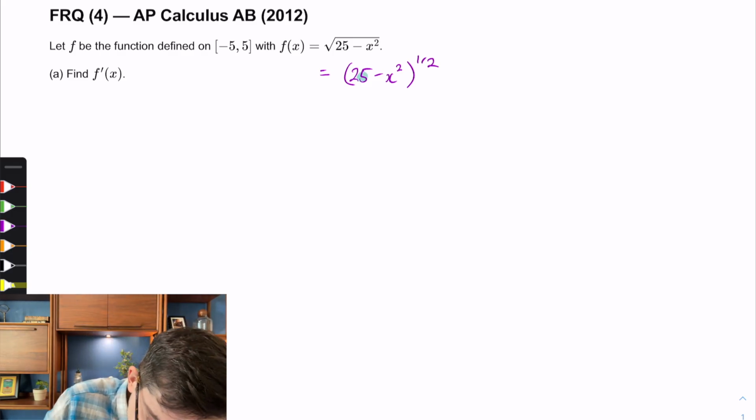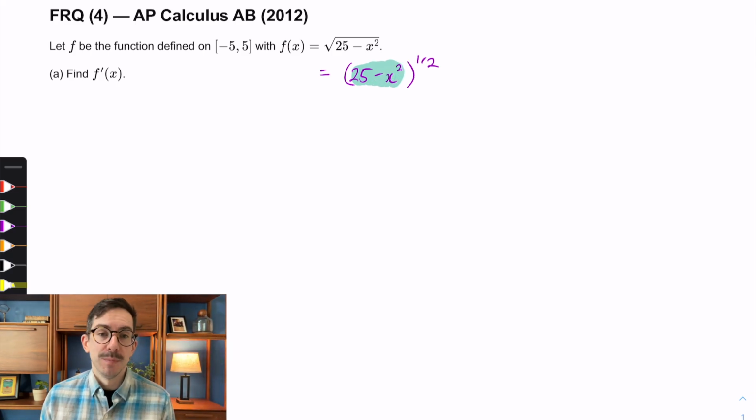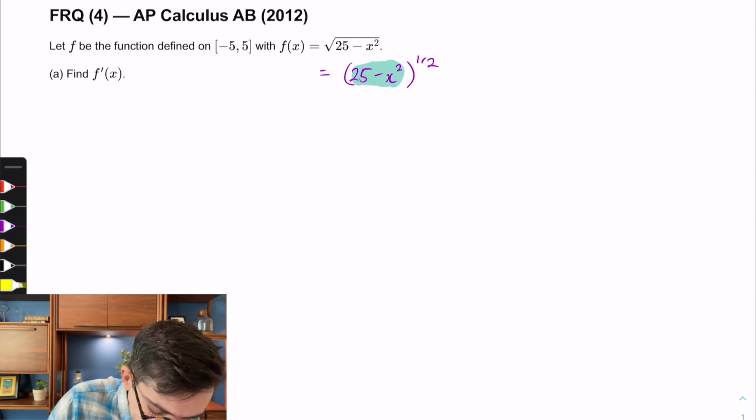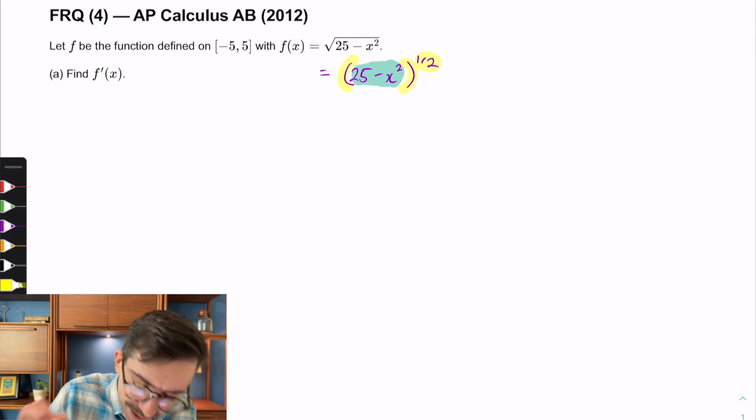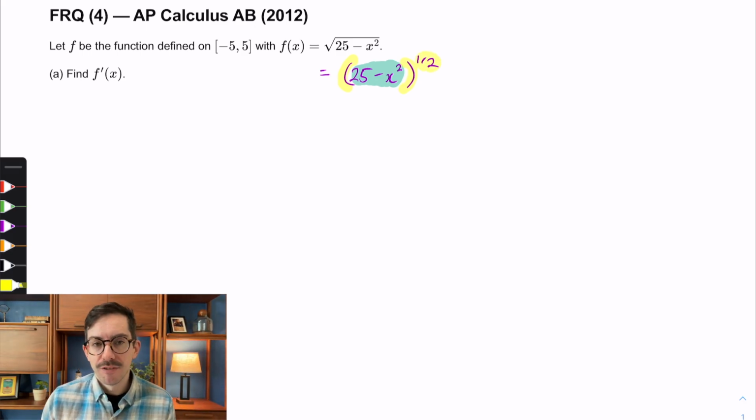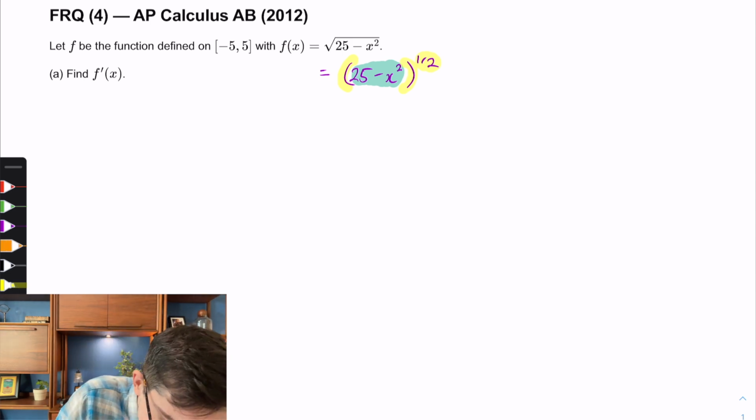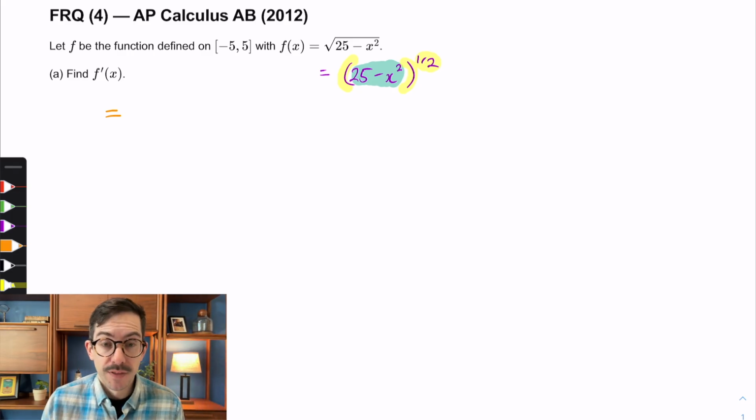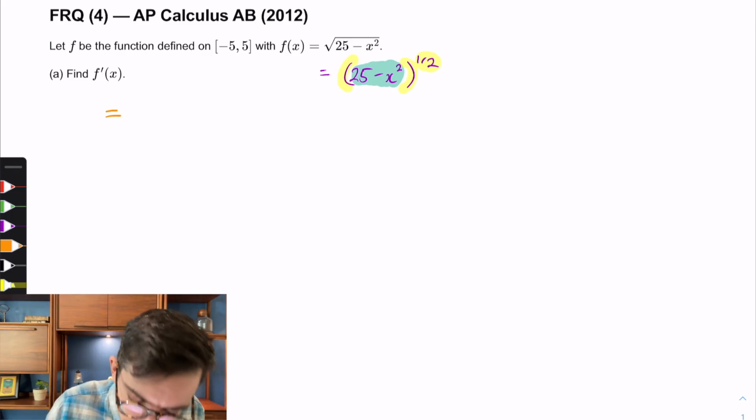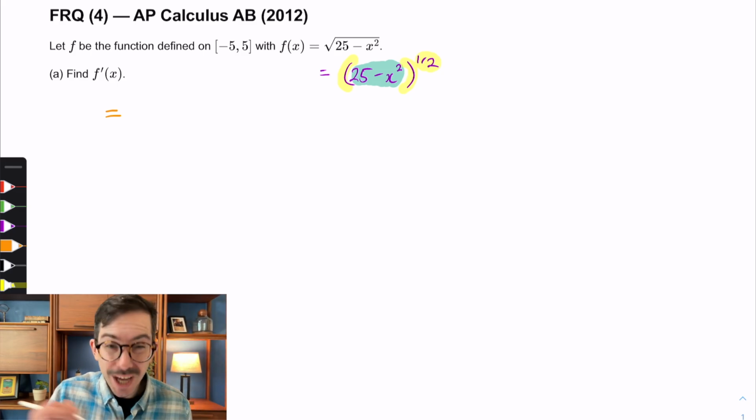So the inner function, what is happening to my variable x first of all, is I'm taking the square of it and I'm subtracting it from 25. What happens then? Well, I have this outer function, which is raising that quantity to the 1/2 power, taking the square root of it. That's really helpful because now I can just apply the chain rule to calculate the derivative of this composite function.